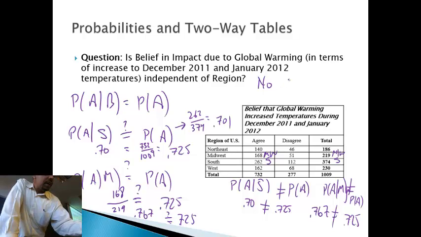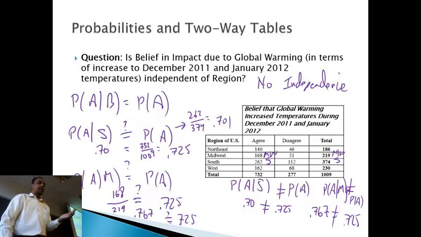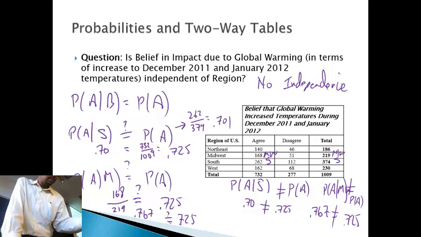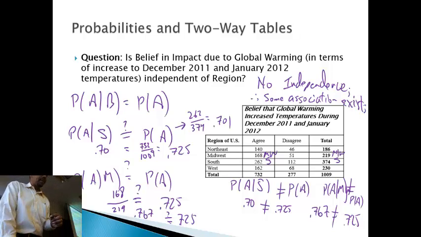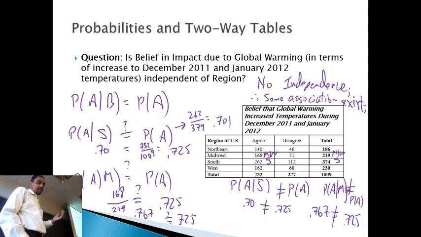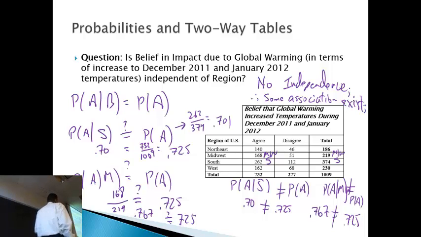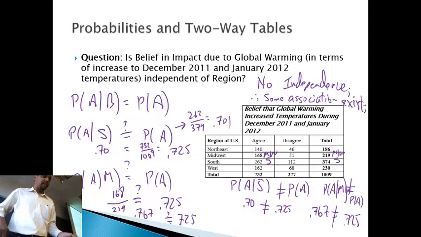So no independence. And then, of course, we say that there is some association. Therefore, some association exists. And you can go a step further and say, well, maybe Southerners are less likely to believe that global warming has an impact than those from the Midwest. Maybe they're less affected by it.